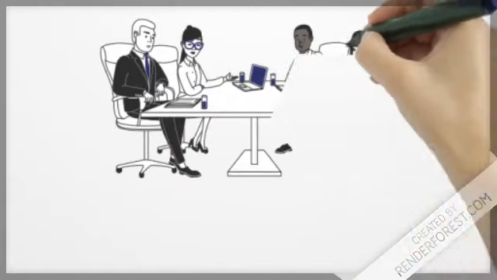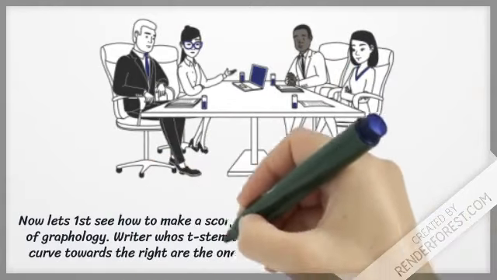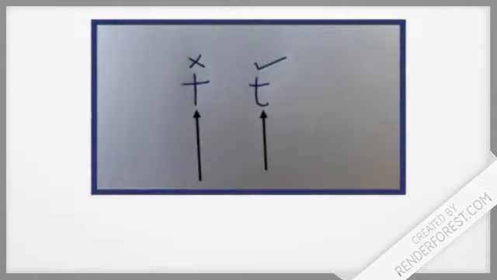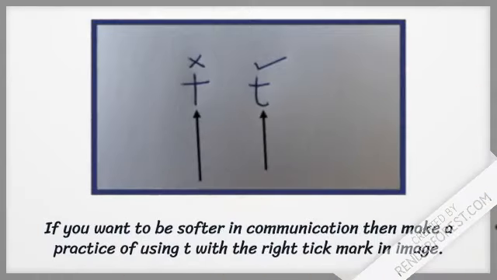Now let's first see how to make a scorpion a bit softer in communication with the help of graphology. Writers whose T-stem touches the baseline bluntly without any curve towards the right are the ones who are a bit harsh. If you want to be softer in communication, then make a practice of using a T with the right tick mark as in the image.